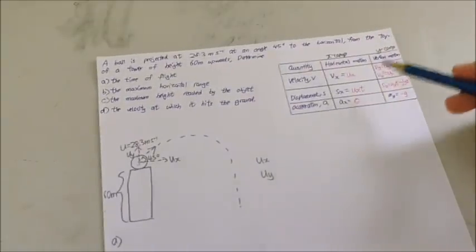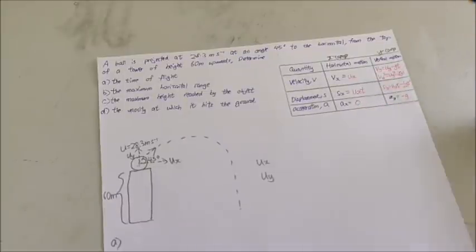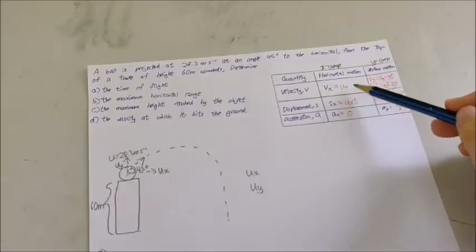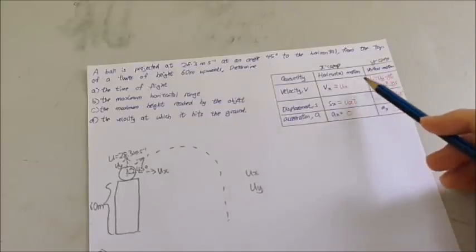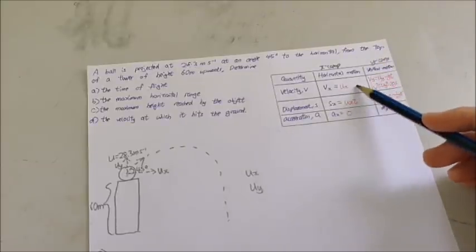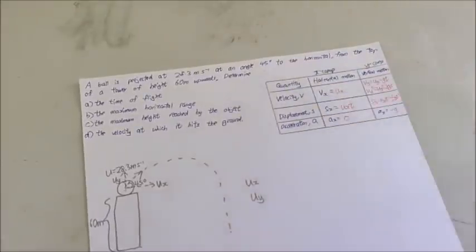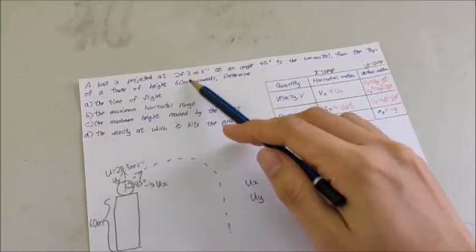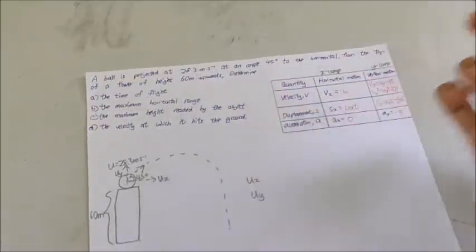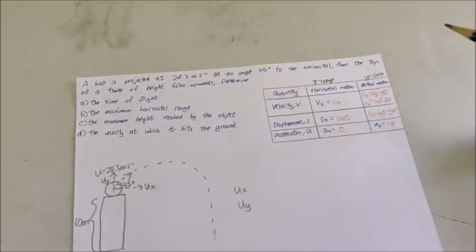So by referring to this formula, which formula can we use? Can we use the velocity? The formula for velocity, these three, cannot, right? Why? Because we don't have information about the final velocity. Do we have the value for the final velocity by referring to the question? No, right? The question is only providing the information of the initial velocity. So we cannot use these three formulas.